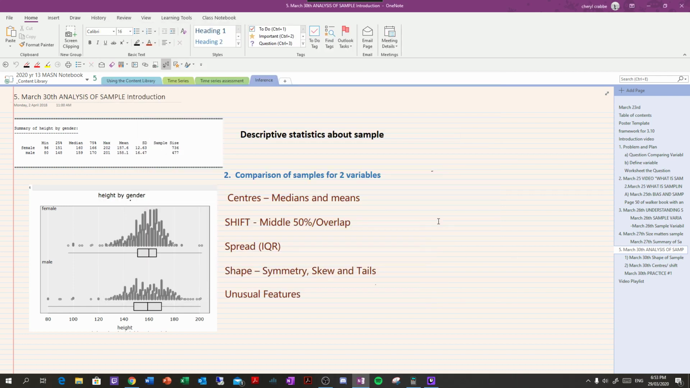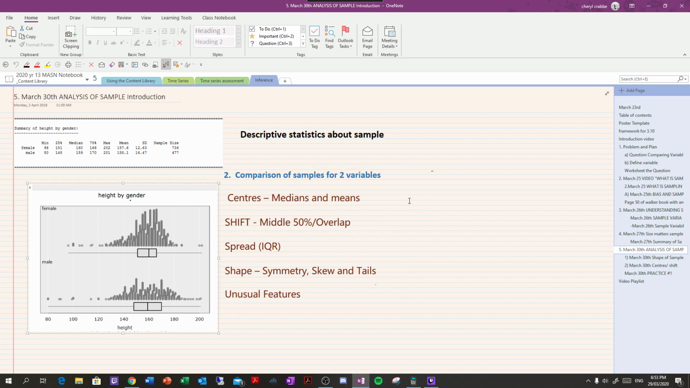Okay, we're going to start working on one of the big parts of the internal, which is the descriptive statistics about the sample. So now we'll be taking a sample of data, creating a dot plot and a box and whisker plot, like what you're seeing here in this particular picture. And when we've done that, then we have to talk about that sample and analyze that sample.